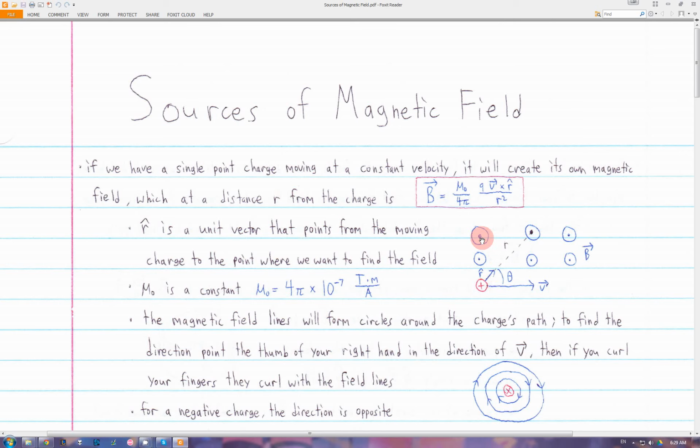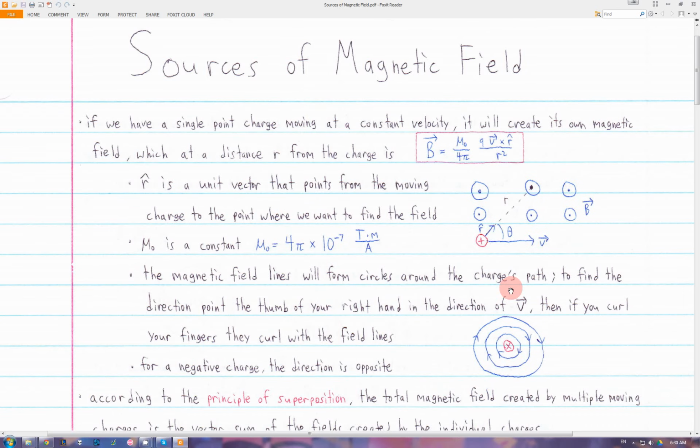If we were trying to find the magnetic field, say at this point directly above the charge, then a hat would be pointing directly up, and this angle would be 90 degrees. So v cross a hat would just be v, since they are already perpendicular. And mu naught is a constant, which is 4 pi times 10 to the negative 7th. So you use this formula to calculate the strength of the magnetic field around this moving charge.